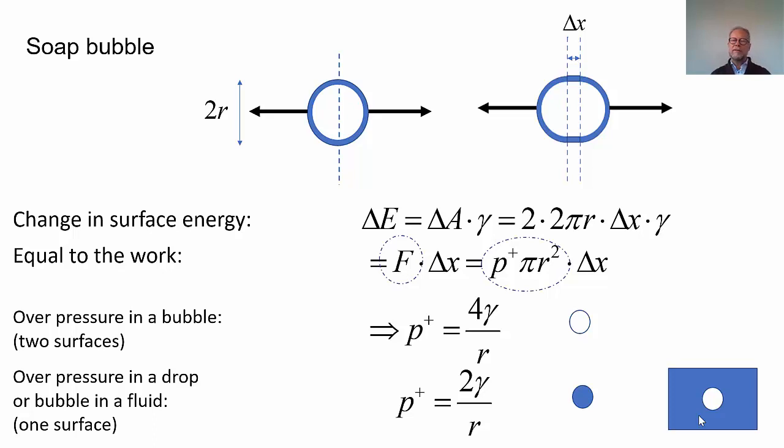We can do the same exercise with the water drop, but then we just have one surface. So this will be half the amount, it will be 2 gamma divided by R. This latter formula also works for an air bubble in water.